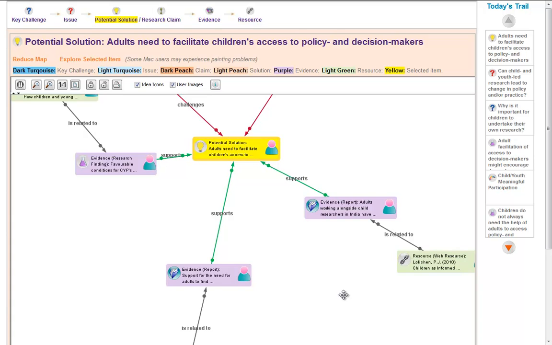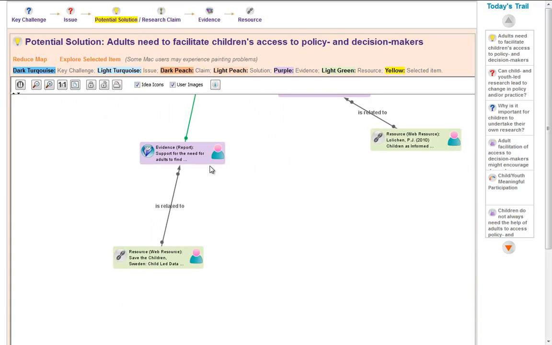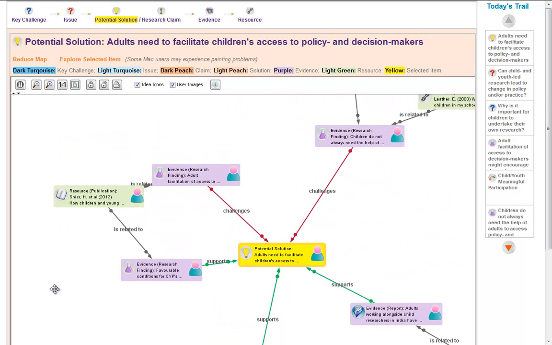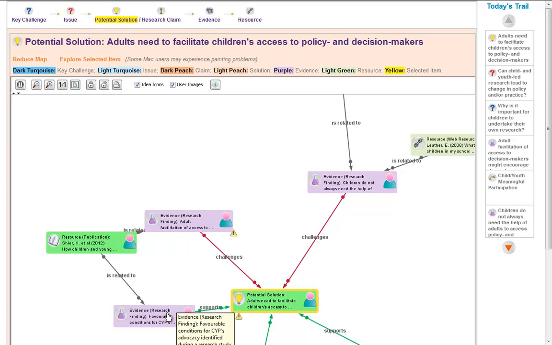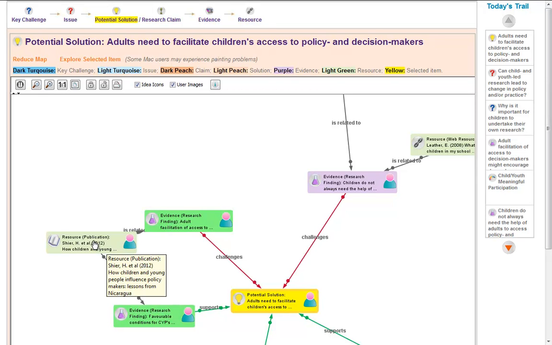And you can also see that attached to these pieces of evidence are 1 or more resources. In this case we have a publication by Shear et al., and this publication is actually supporting both a challenging and a supporting piece of evidence, because in this publication they're actually exploring the debate around this topic.